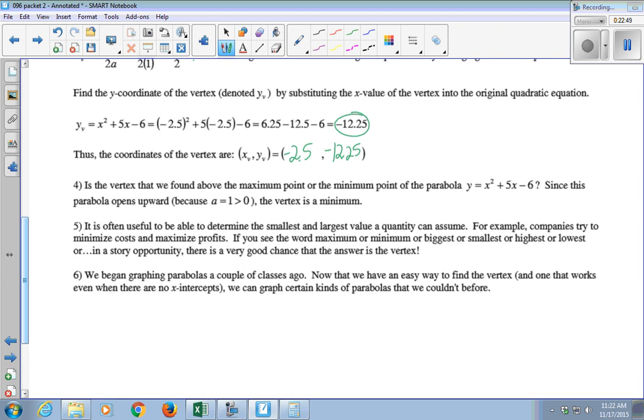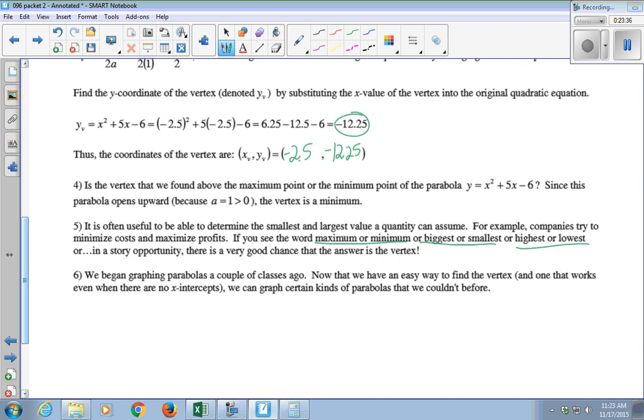It's the lowest point. It's often useful to be able to determine the smallest and largest value a quantity can take on. So for example, companies try to minimize costs and maximize profits. It's helpful to know the lowest value your costs can be and the highest value your profits can be. So if you see the word maximum or minimum, or biggest or smallest, or highest or lowest, or any synonym of those words, in a word problem that you're solving, there's a very good chance that the answer is found by finding the vertex of the parabola. You want to find the highest or lowest point on the graph.